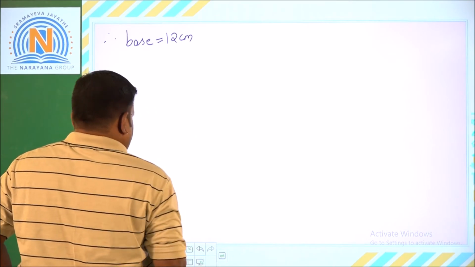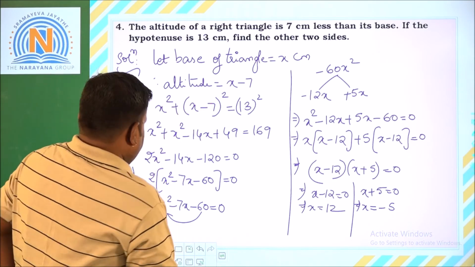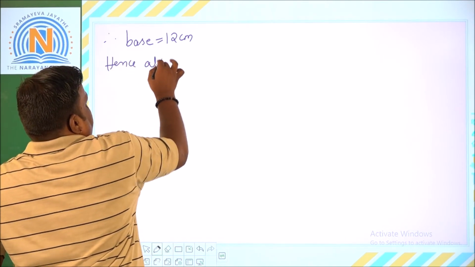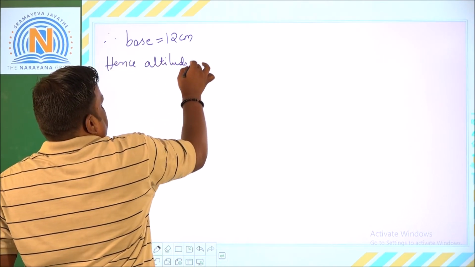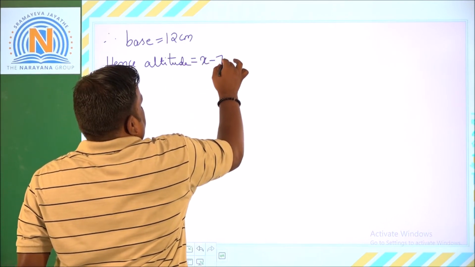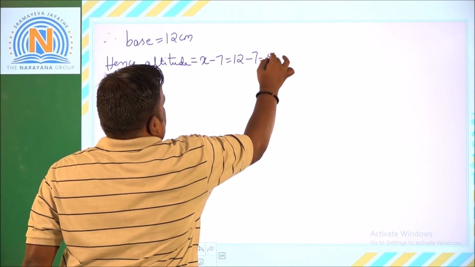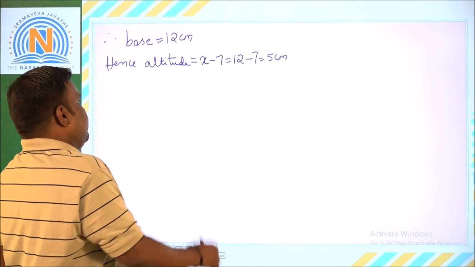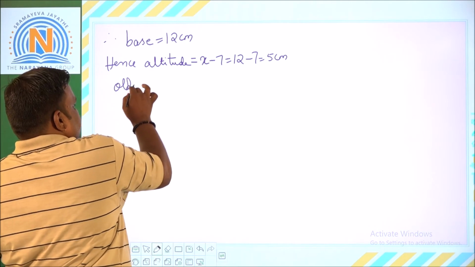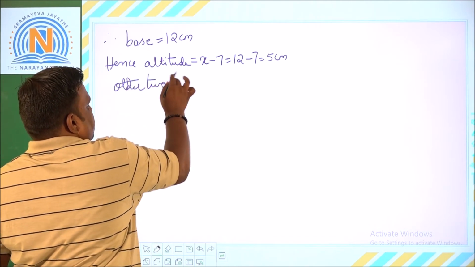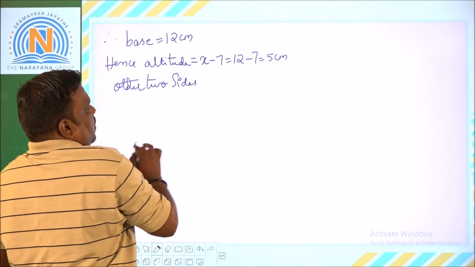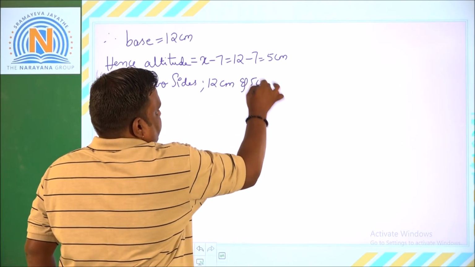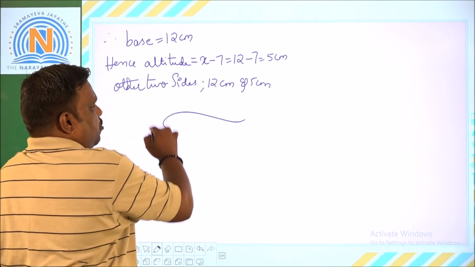And we took initially the altitude as x minus 7. Therefore the altitude or the height is equal to x minus 7, that is 12 minus 7, that is equal to 5 centimeters. Hence the other two sides of the triangle he asked are 12 centimeters and 5 centimeters. So this is what you have to find out.